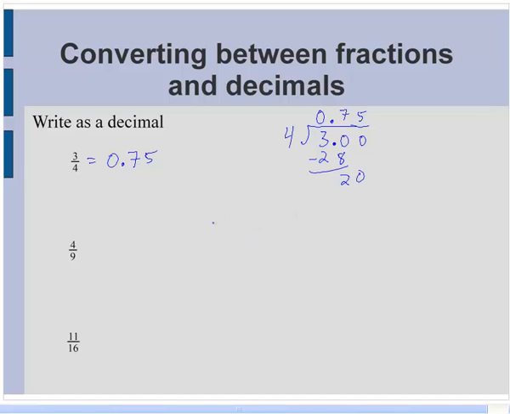4/9. 9 divides into 4 0 times, bringing in a decimal and an additional 0. 9 divides into 40 4 times. 4 times 9 is 36. Subtracting gives us 4. And if we bring in another 0, hey, this looks the same. 9 divides into 40 4 times. Multiplying back and subtracting gives us the same thing. So we're going to get this repeated decimal. And what we would do is write that 4/9 is the decimal number 0.4 with a bar over the 4. Right? You want the shortest repeat possible.